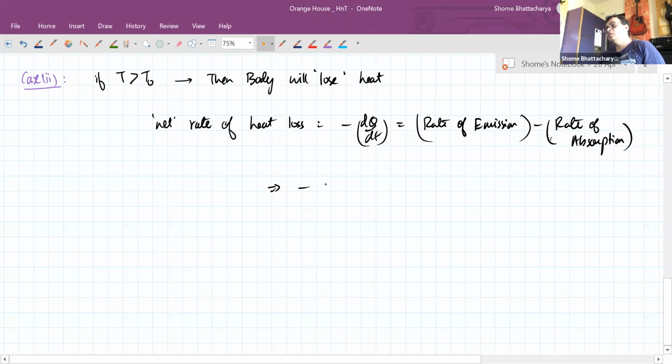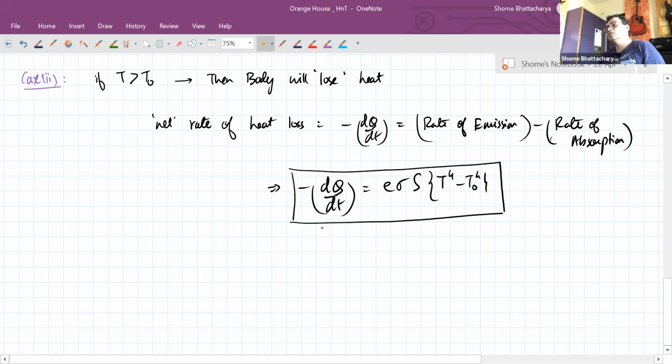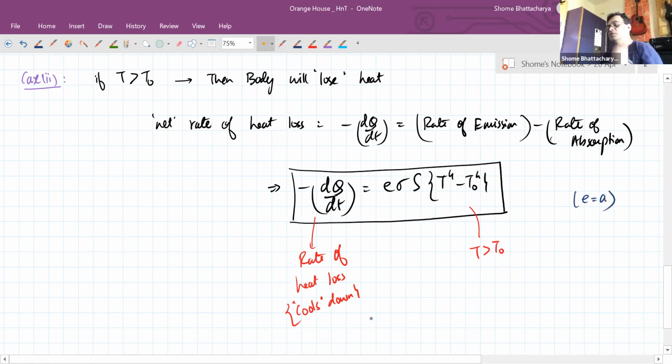So we had seen that this is equal to E sigma into surface area into T to the power 4 minus T naught to the power 4. Okay. The minus sign here is to show that it is a rate of heat loss. So this side is the rate of heat loss for it, because it's cooling down at that rate. On the right hand side, you can see that T is greater than T naught. And of course, we have taken into account the fact that E is equal to A. Emissivity is equal to absorptivity for the given material.